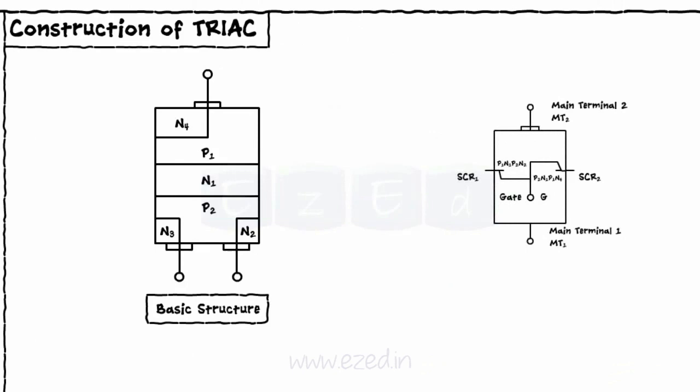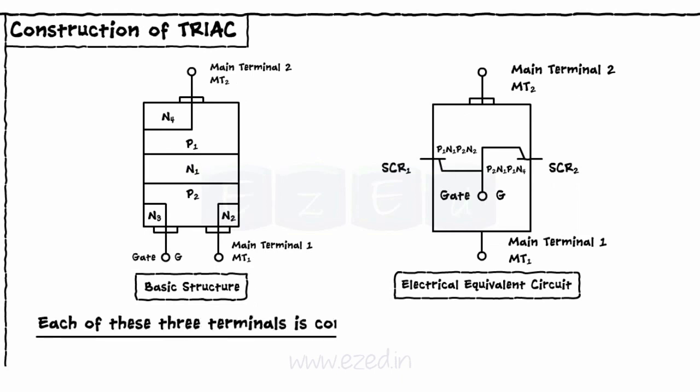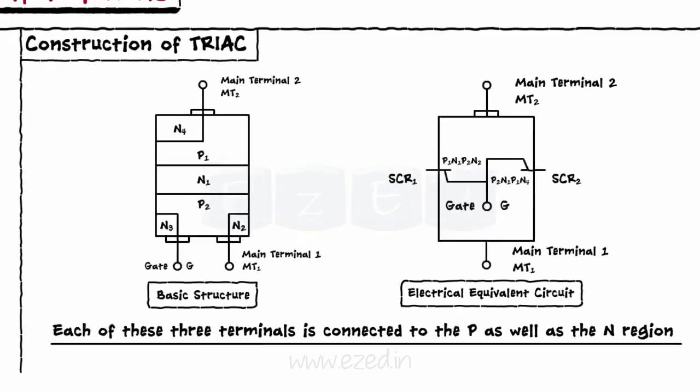The basic structure of the TRIAC is as shown here. We have two P regions as P1 and P2 and four N regions as N1, N2, N3 and N4. Also, there are three terminals as main terminal 1, main terminal 2 and the gate terminal. Each of these three terminals is connected to the P as well as the N region. For example, MT2 is connected to P1 and N4, MT1 is connected to P2 and N2, and the gate is connected to P2 and N3.